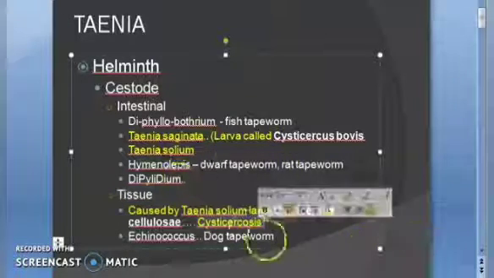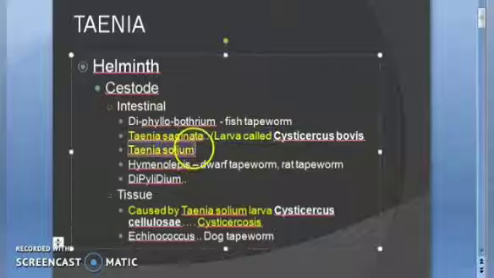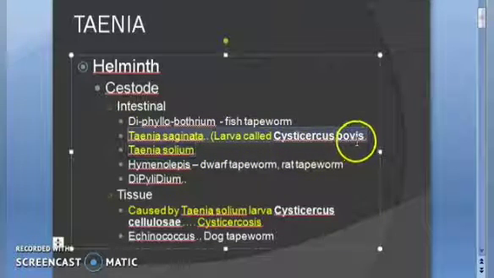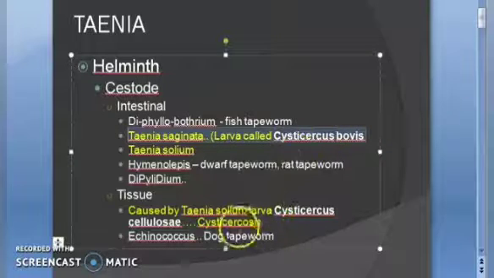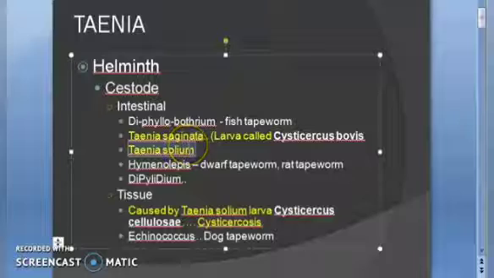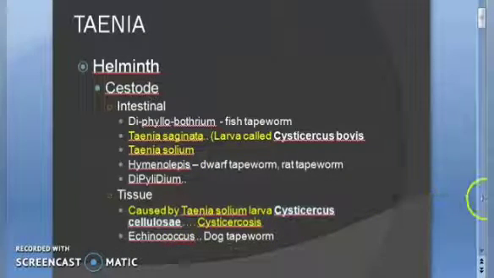So all the things in green and yellow you are understanding, right? That is what we are going to cover in this video. Taenia saginata, Taenia solium. The larva of Taenia saginata is called Cysticercus bovis. That is not causing cysticercosis. Cysticercosis is caused by the larva of Taenia solium, which is called Cysticercus cellulosae. Okay, moving on.